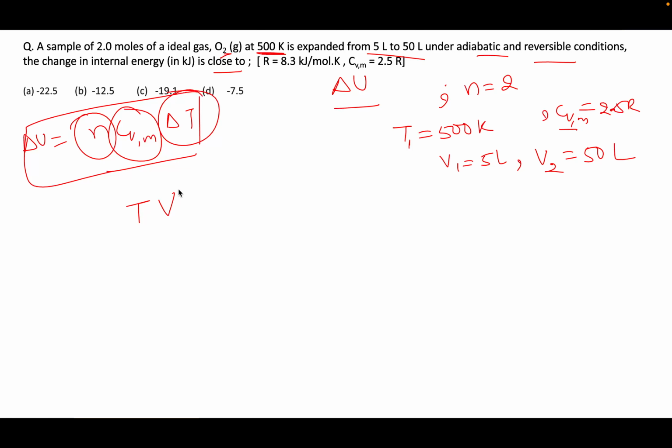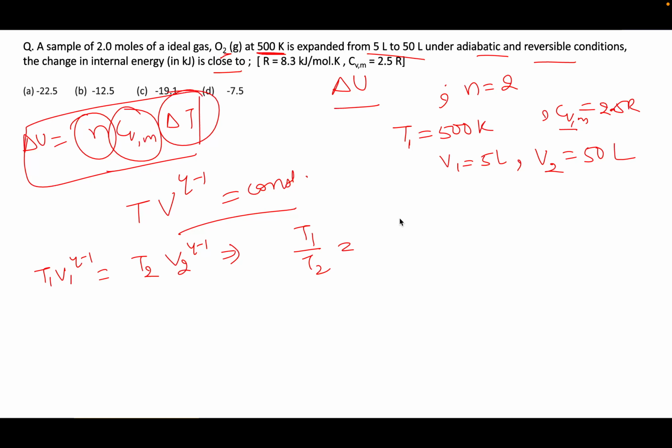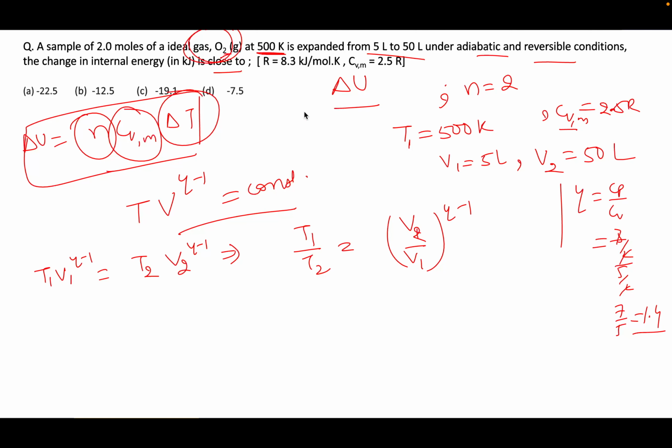This time we are going to use the relation T V to the power gamma minus 1 is equal to constant. So T1 V1 to the power gamma minus 1 is equal to T2 V2 to the power gamma minus 1. This implies T1 by T2 is equal to V2 by V1 to the power gamma minus 1. And this is a diatomic gas. For an ideal diatomic gas, gamma is Cp by Cv, so this is 7 by 2 divided by 5 by 2, which is 7 by 5, that is 1.4. So gamma is 1.4.